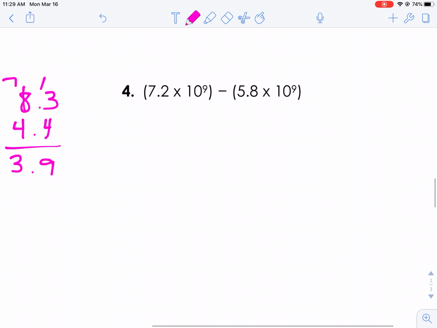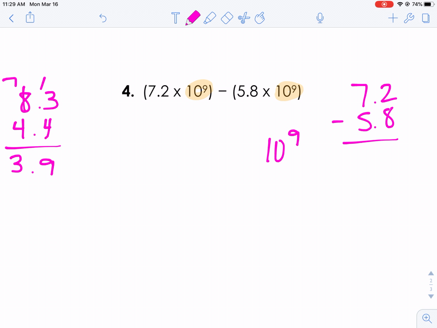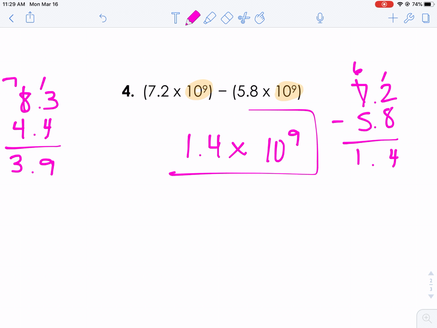Our last one, we also have the same power of 10, so our answer will stay 10 to the 9th. We're going to take 7.2 minus 5.8. We'll need to borrow. That'll give us 1.4, so 1.4 times 10 to the 9th. Our number's in scientific notation, so we are good to go.